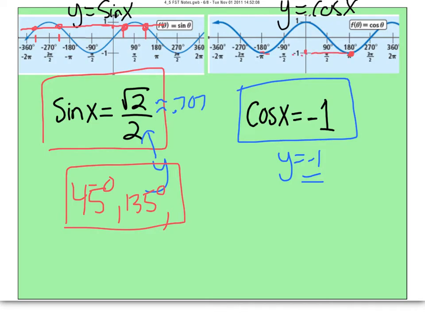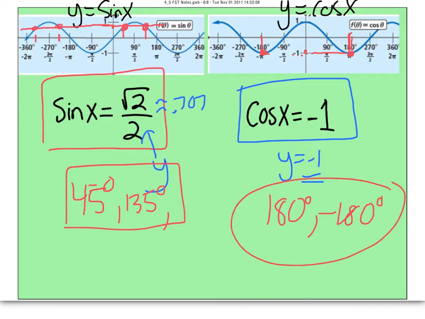It happens there, and it happens here. So where does that happen? It happens at 180 and negative 180. So my answers here would be those corresponding angles. Or if they wanted it in radians, that's just pi and negative pi.